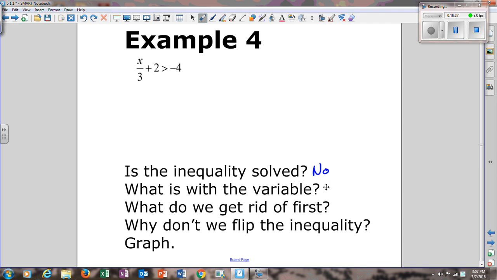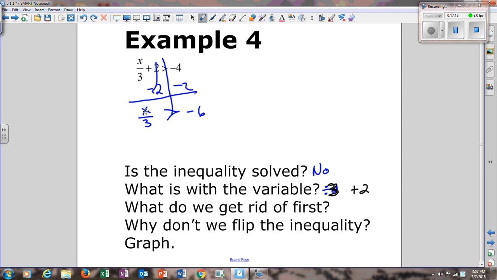What is with the variable? It's divided by 3 and plus 2. So what do you get rid of first? Subtract the 2 from both sides. That gives you x over 3 is greater than -6. -4 minus 2 is -6.